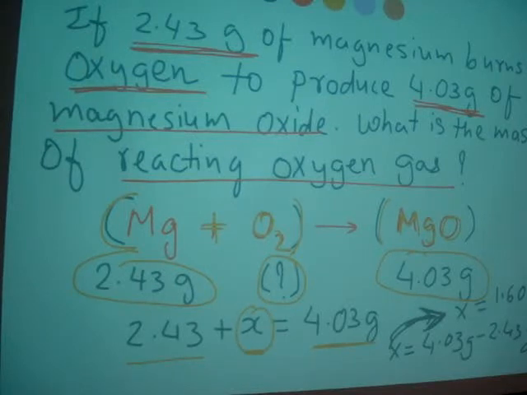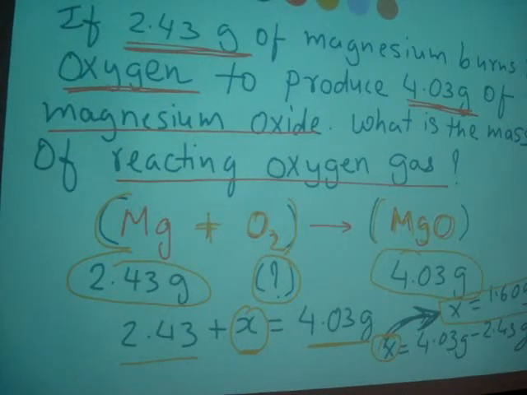So X we can find: 4.03 minus 2.43, and you get 1.60 grams of oxygen gas that reacted. So that's how you can apply the law of conservation of mass.